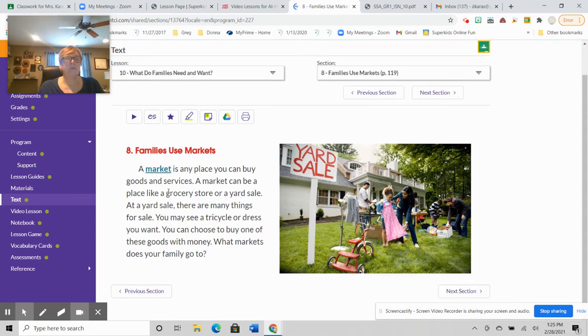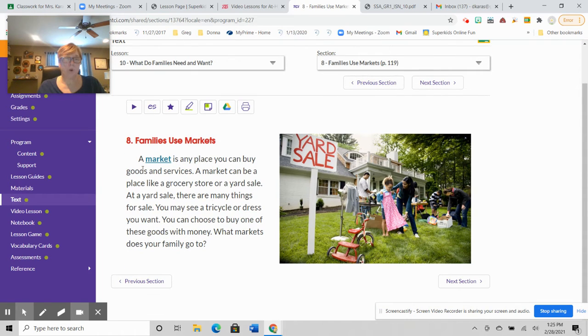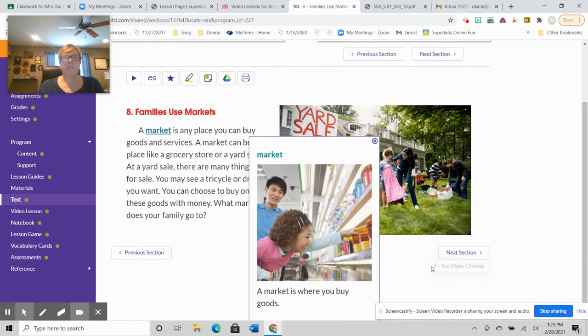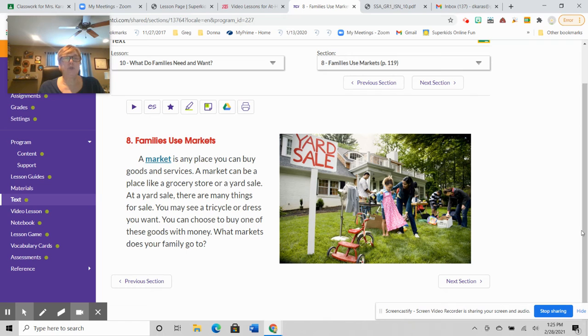Okay, now here's another one where it says families use markets. A market is where you buy goods. A market is any place you can buy goods and services. A market can be a place like a grocery store or a yard sale. Has anybody ever had a yard sale? They're kind of fun, aren't they? They're also kind of fun to go shop at. At a yard sale, there are many things for sale. You may see a tricycle or dress you want. You can choose to buy one of these goods with your money. What markets does your family go to?